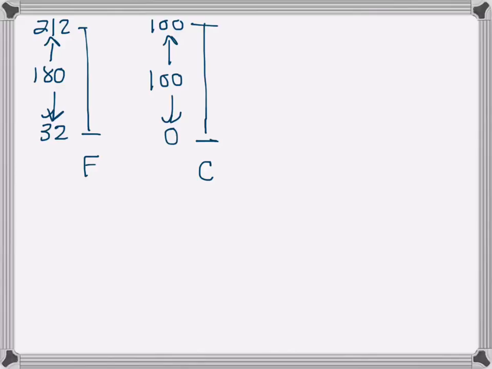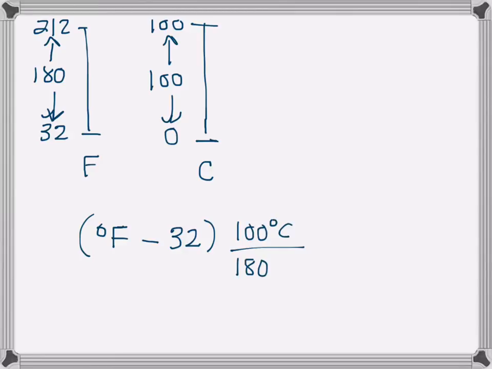So you can memorize the equation. I'm not going to give you that equation. Or you can also reason it out. If I have some number of degrees Fahrenheit and I want to find out what the Celsius temperature is, first I need to subtract 32 because the Fahrenheit scale is 32 degrees above the Celsius scale. And then I'm going to multiply that by 100 degrees Celsius for every 180 degrees Fahrenheit. And actually this should be degrees Fahrenheit.